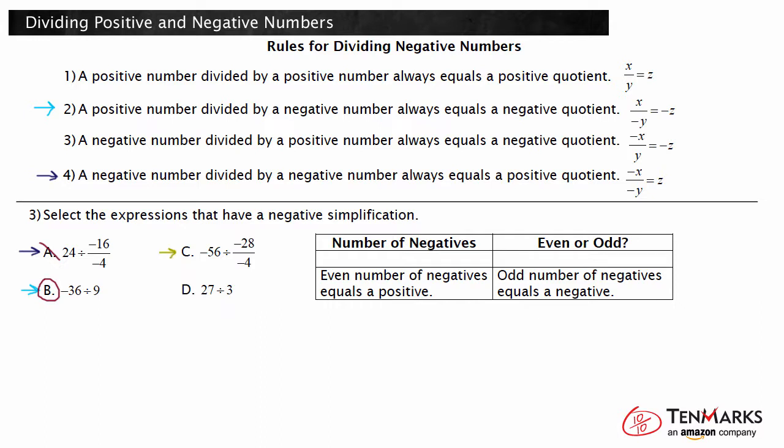Choice C has 3 negative signs, so we need to break this into 2 steps to solve. Looking at negative 28 over negative 4, we can determine that this would equal positive 7. So then we have a negative number divided by a positive. Our chart also shows us that 3 negatives is an odd number, which equals a negative. Circle choice C since the solution is negative. In choice D, both numbers in the expression are positive, so the solution will be positive as well. Cross out choice D as the solution is positive.